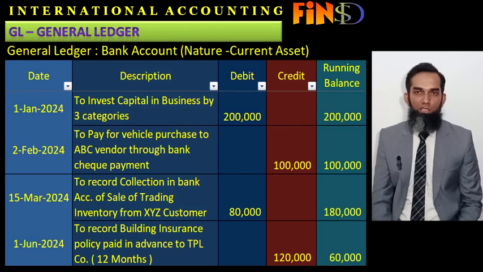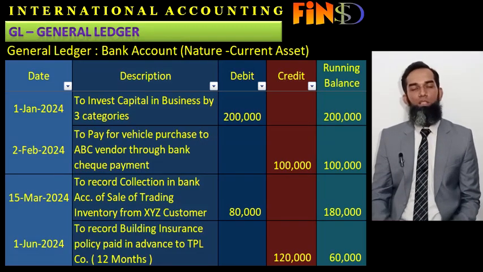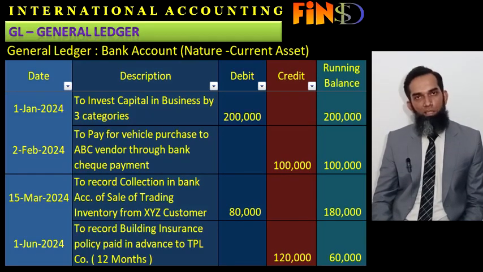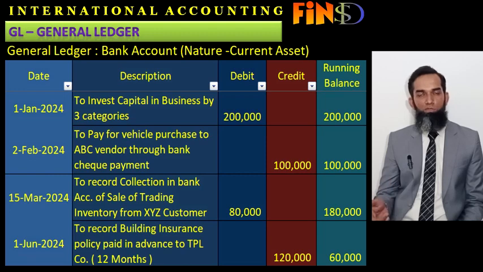It was initially 200,000, but if we say 1st of June 2024, the company's bank account balance is rupees 60,000 remaining, and this is the balance which will be shown in the trial balance at 1st June 2024. As no transaction activity was performed after 1st June 2024 till the 30th June 2024, this balance will also be reflected on 30 June 2024.